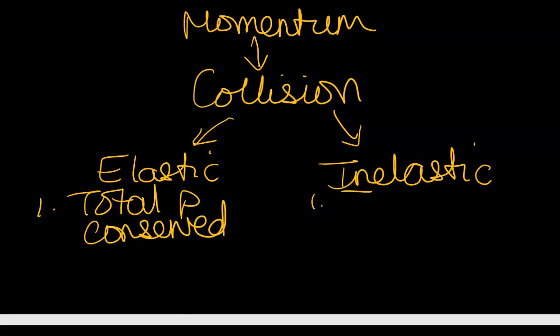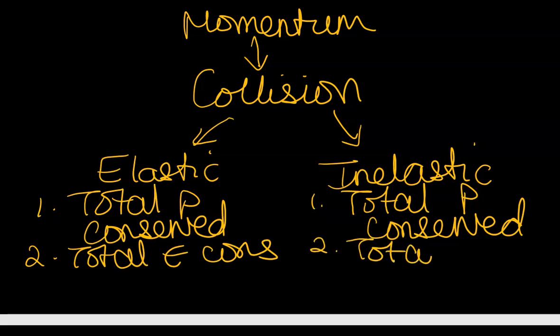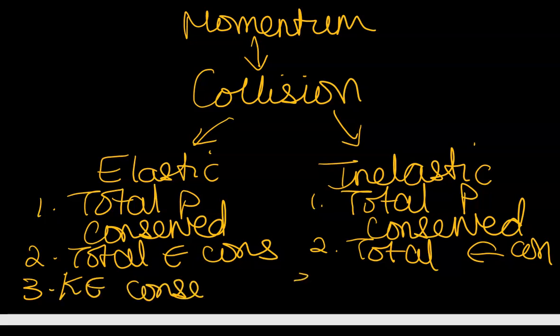In an inelastic collision, you will also have total momentum is conserved, and we will look at conservation of momentum just now. You're going to say that the total energy is also conserved. And in an inelastic collision, the total energy is conserved. What is the difference is that in an elastic collision, the kinetic energy is conserved. But in an inelastic collision, the kinetic energy is not conserved.